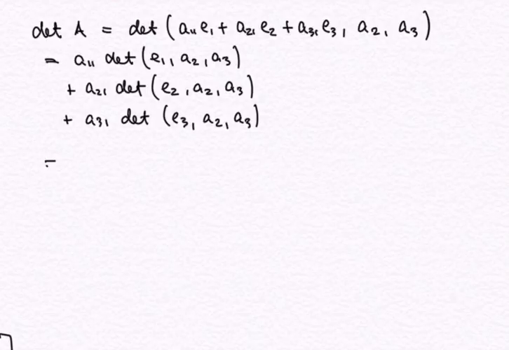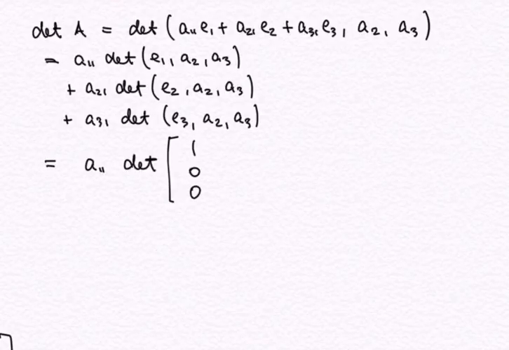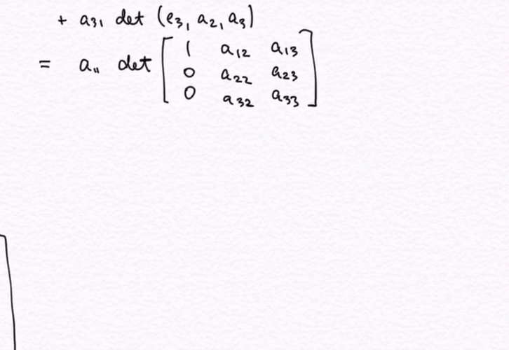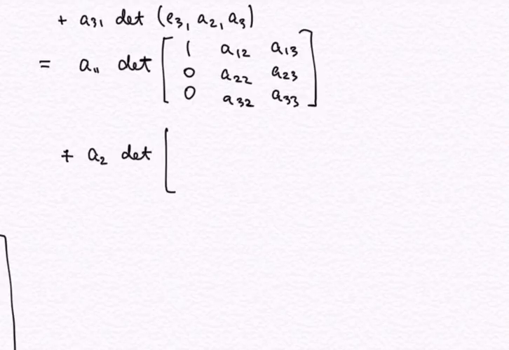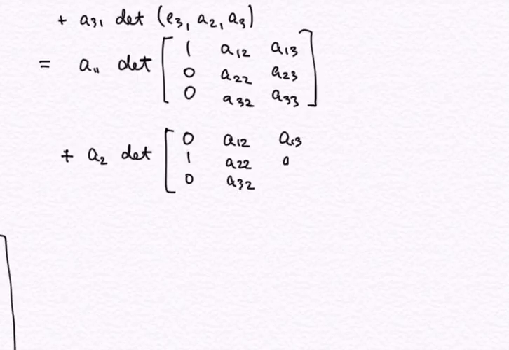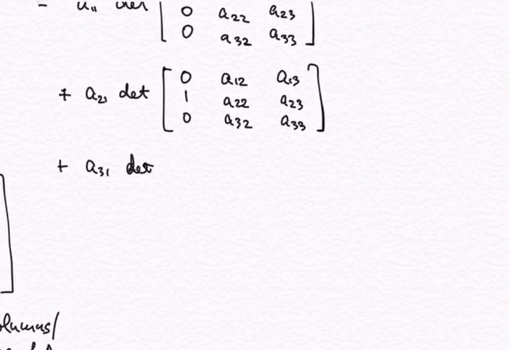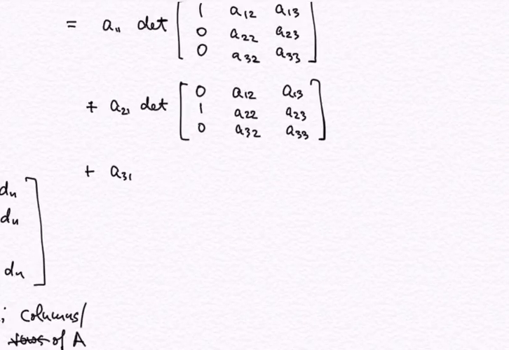Okay. Does this look like... This looks like A11 times the determinant of the matrix 1, 0, 0, that's E1, the first standard basis vector, and then A12, A22, A32, A13, A23, A33, plus A21 times the determinant of the second standard basis vector, and these columns are the same. Plus, sorry, that was A21, plus A31 times the determinant of the third standard basis vector, and these columns are the same.